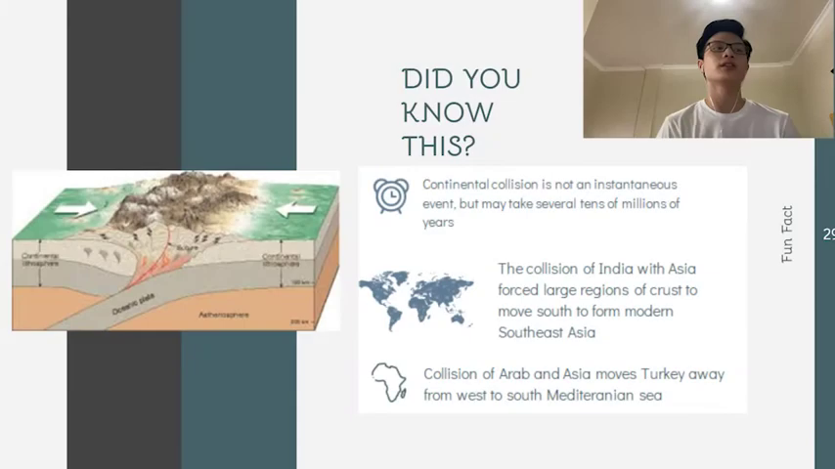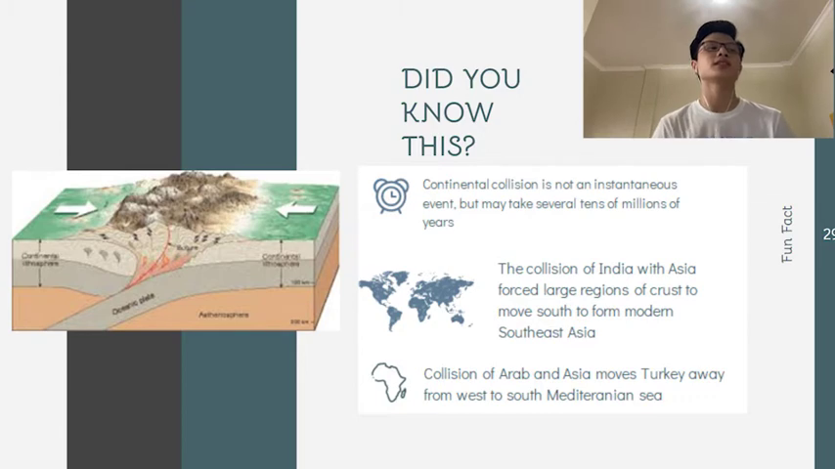Some facts about continental collision. The first one is that it is not an instantaneous process. It may take tens of millions of years. It takes a long time for one continent and another to collide. The next one is that the formation of modern Southeast Asia that we know right now is the product of the collision between India and Asia, because they forced large regions to move to the south to form the modern Southeast Asia that we know right now.